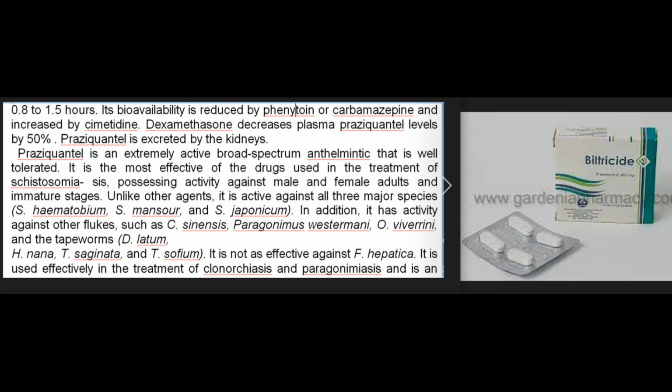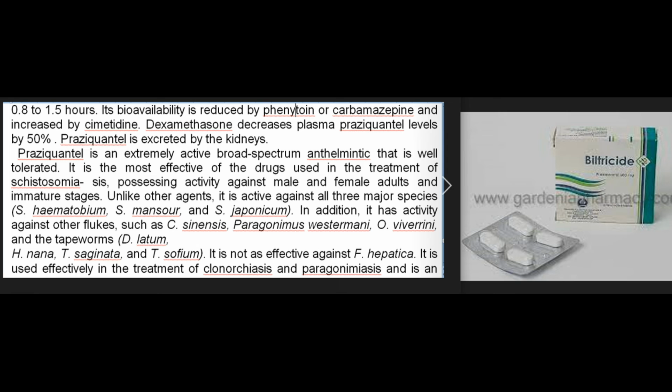Praziquantel is an extremely active broad-spectrum anthelmintic that is well tolerated. It is the most effective of the drugs used in the treatment of schistosomiasis, possessing activity against male and female adults and immature stages. Unlike other agents, it is active against all three major species, S. haematobium, S. mansoni, and S. japonicum.